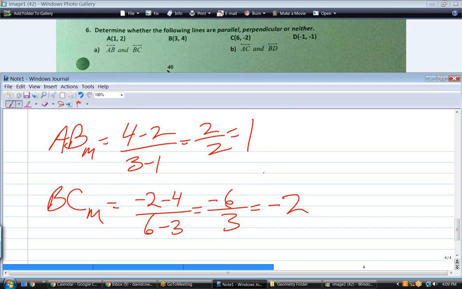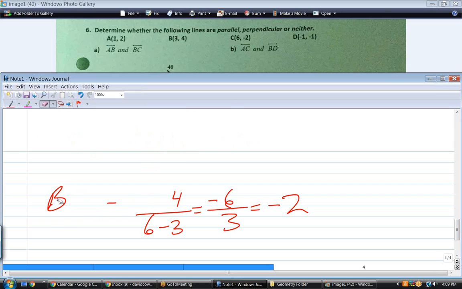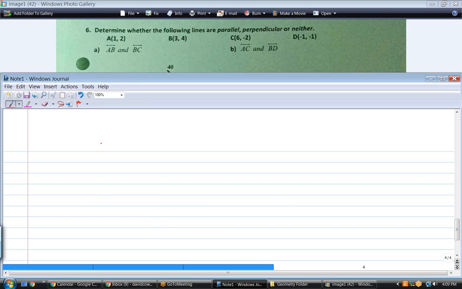Now, what's the relationship between AB and BC? Are they parallel, perpendicular, or neither? I would say neither. Good. Okay, AC and BD are two completely different lines. Let's do those two. You can't hardly get enough practice on slopes. That's how important slopes are throughout math, right up to calculus. What is the slope of AC?